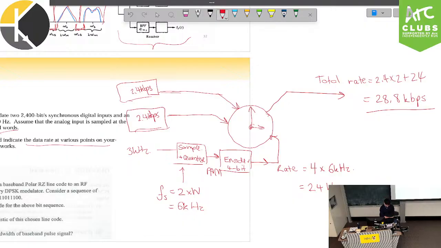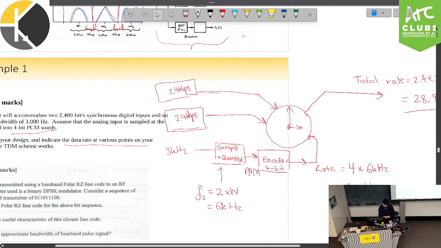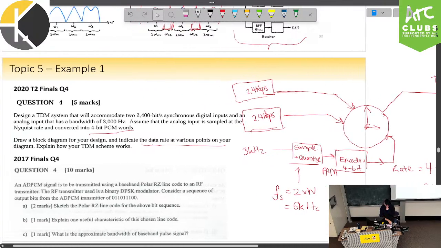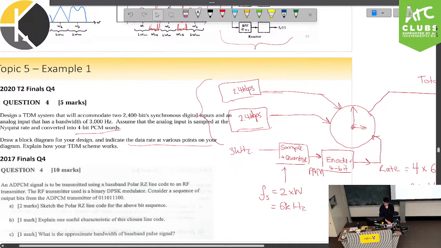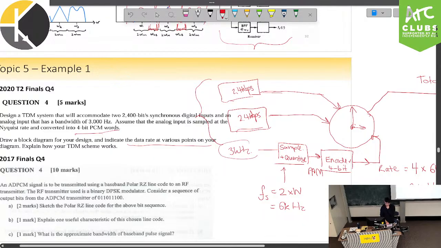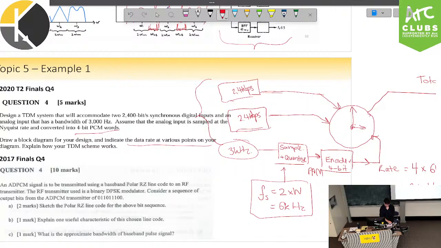It says synchronous digital inputs. What does the synchronous mean? This would just be saying that these are being sampled at the same sampling frequency. Yeah, obviously this will have to have a different sampling frequency because we need to sample at twice that bandwidth. Yep.